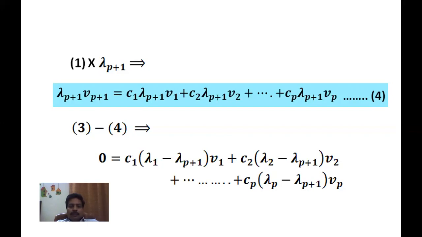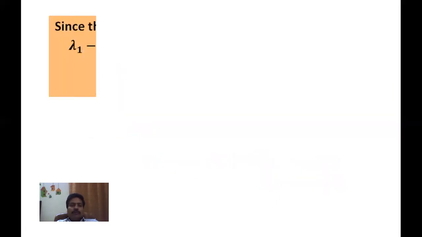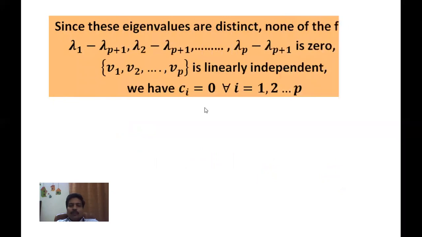So every coefficient must be 0, but these factors lambda 1 minus lambda p plus 1 and lambda 2 minus lambda p plus 1 and so on, these are not zeros. So this C1, C2 and so on Cp must be zeros. So in general we can write it as Ci is equal to 0 for all i equal to 1, 2 and so on up to p.